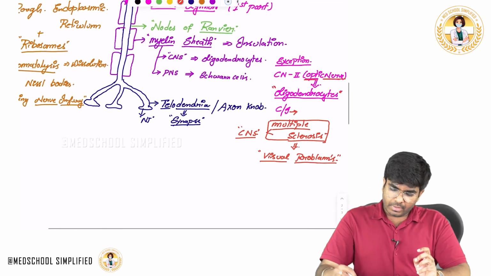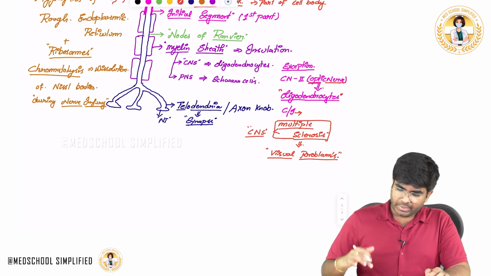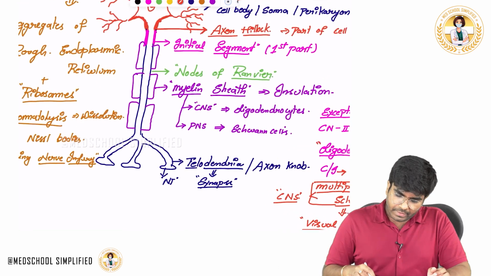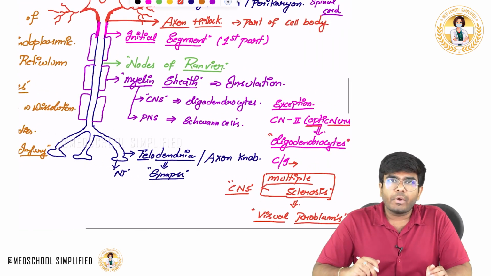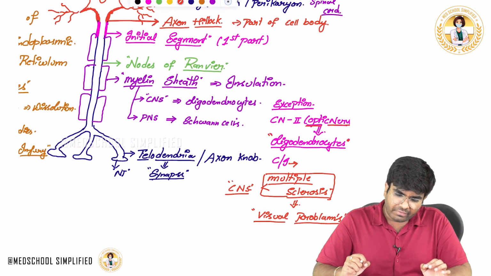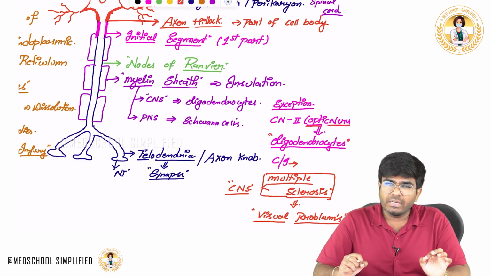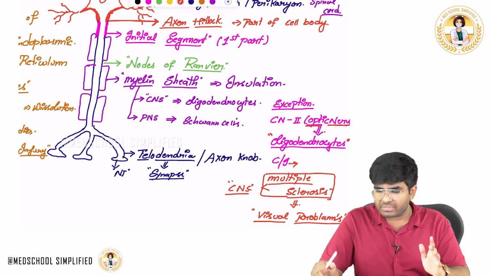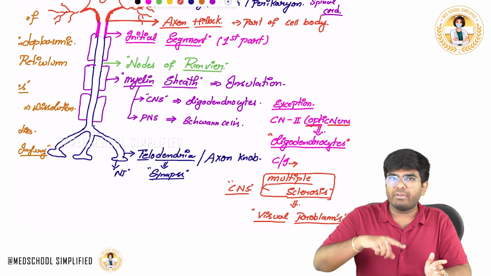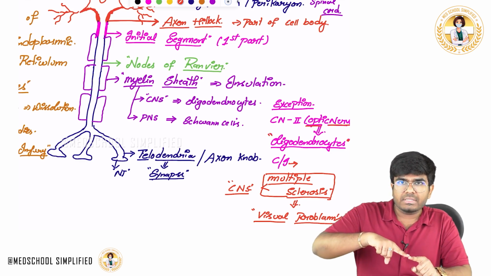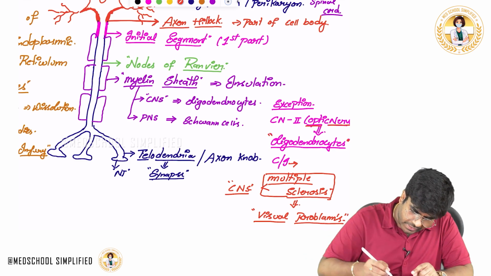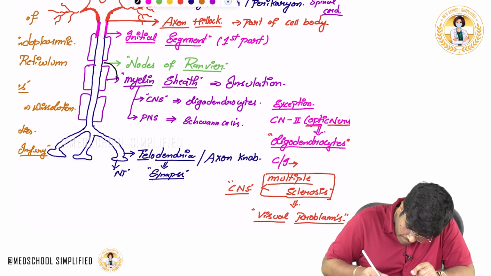Okay, so basic things completed. Now, anything else? I have told you about nodes of Ranvier. Nodes of Ranvier are the small gaps between the myelin sheaths, right? I haven't yet discussed with you what exactly an action potential is, but later I will tell you. The action potentials, these electrical impulses, are jumping from one place to another.